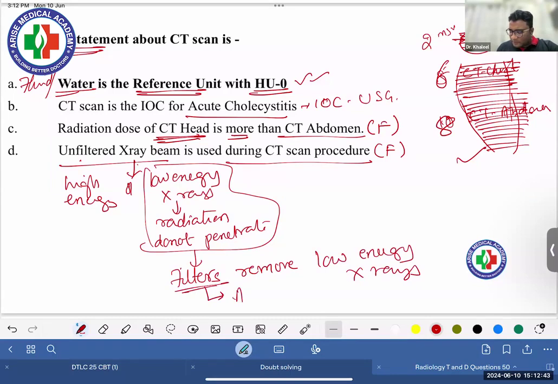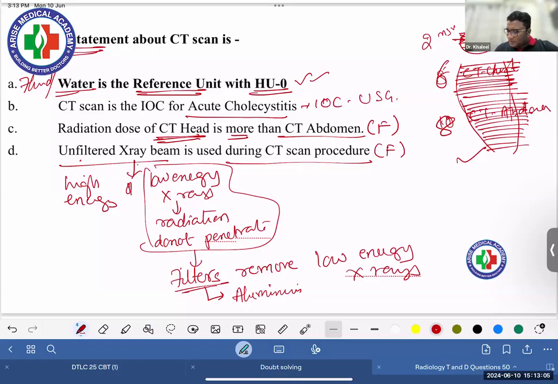Filters in the X-ray tube are made of aluminium to remove the low energy X-rays. So we don't use an unfiltered beam, we use a filtered beam so that you don't have this unnecessary radiation which does not penetrate the patient and only gives radiation to the patient. We don't want that. We want a filtered X-ray beam. So that is also a false statement. So the correct statement is that the Hounsfield unit of water or CSF is 0. It's a simple one, but it will be asked.